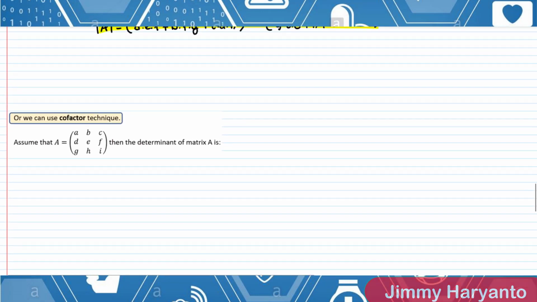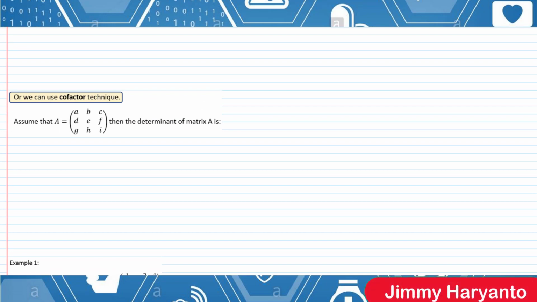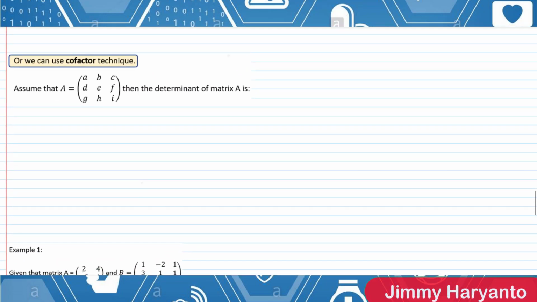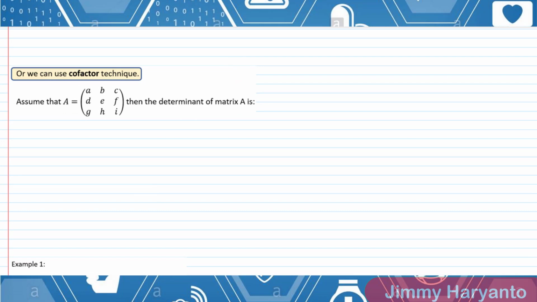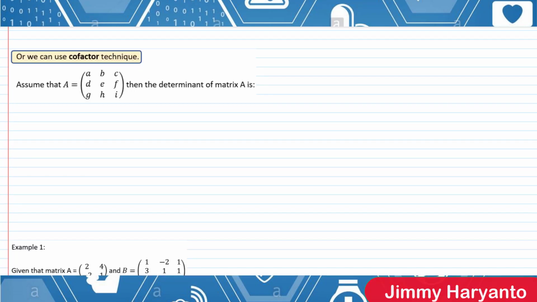But I have another method for 3 times 3. Maybe you prefer this one instead of the Sarrus method. It's up to you. If you want to use this one, it's okay. But if you want to use the Sarrus method, it's also allowed. Okay, this technique is called cofactor.